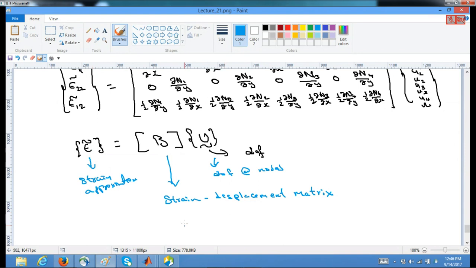So with this, we will close today's session and we will resume in tomorrow's session with further stress strain relationships and others, and we'll go ahead and use the principle of virtual work to derive the FE formulation for 2D structures.